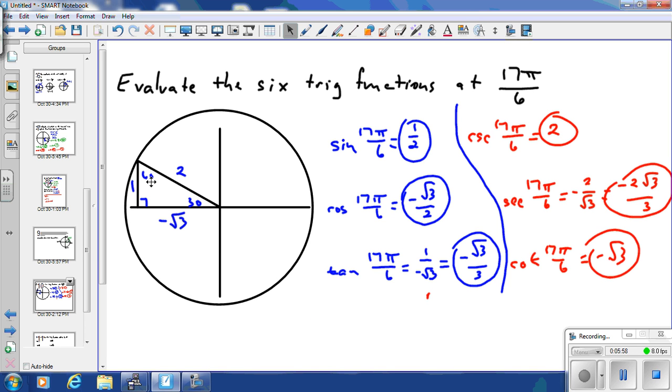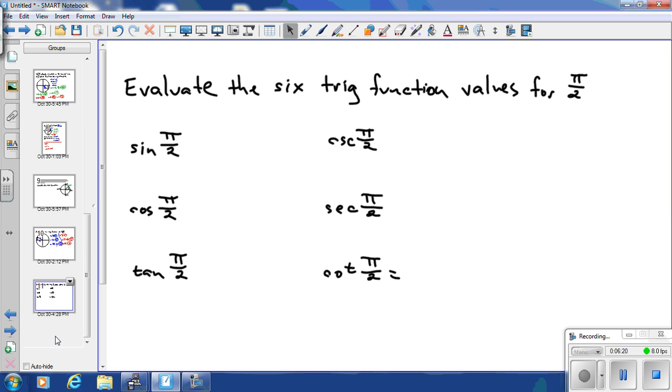Figure out where you are, what quadrant, draw the triangle in there with the correct reference angle. Don't get the 60 and the 30 mixed up. Make sure you got the right one in the right spot. Don't miss the negatives if there are any. Don't forget the hypotenuse is always positive, and then we just do our SOHCAHTOA. It's pretty straightforward once you get the hang of it.